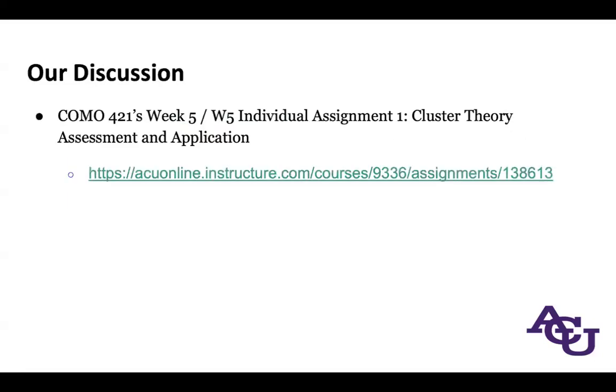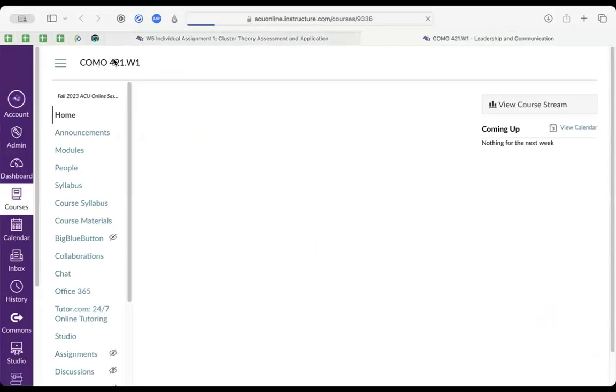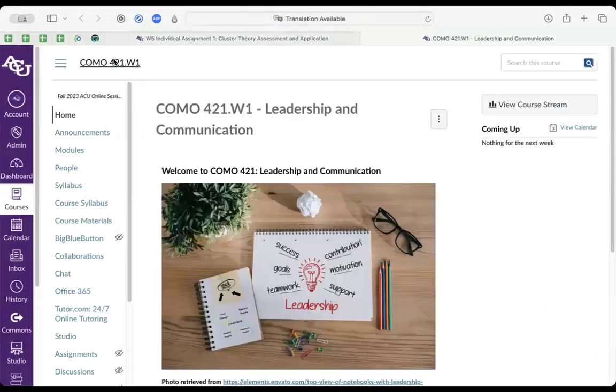With no further ado, let's go ahead and look at our chosen assignment today. This is coming from our Como program here. Let's go ahead and take a look at the instructions for this. This is coming from a larger course, Leadership and Communication.